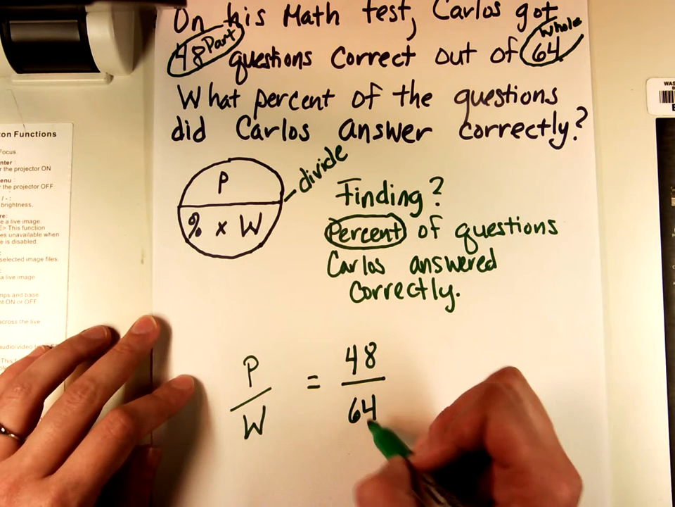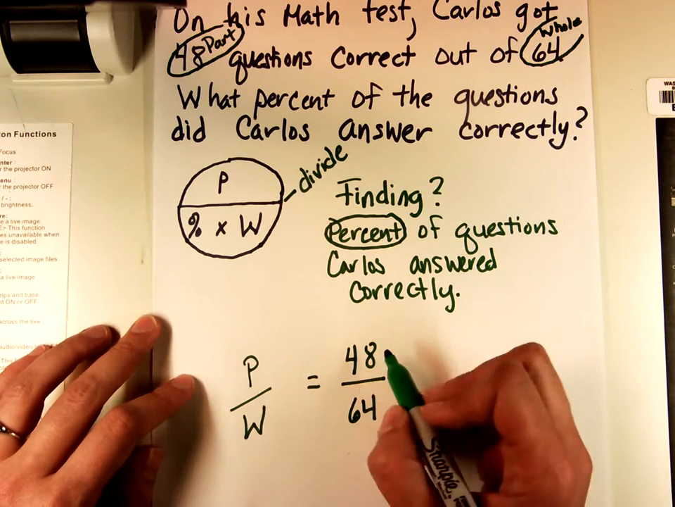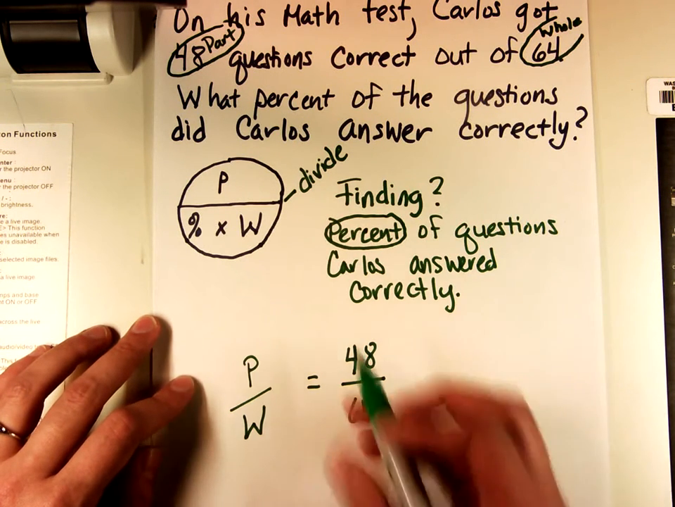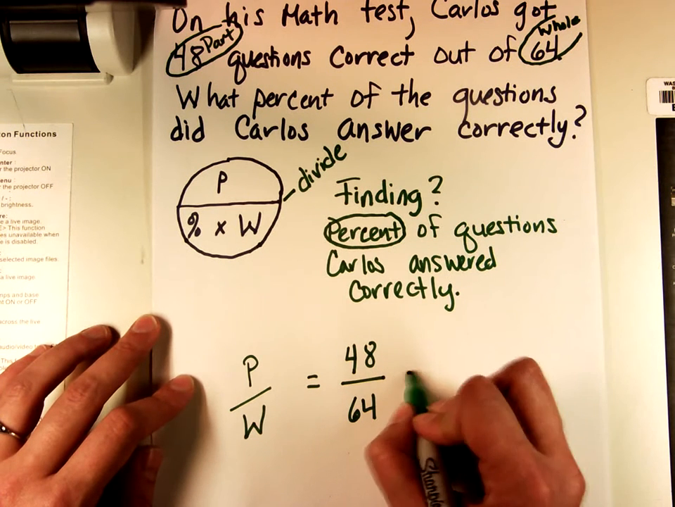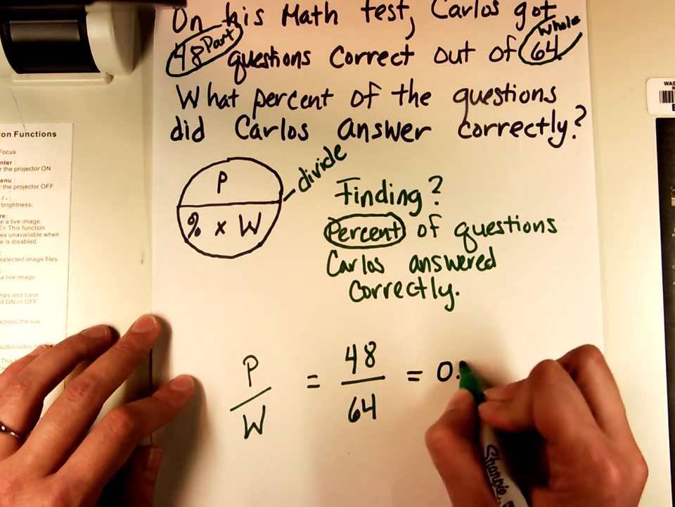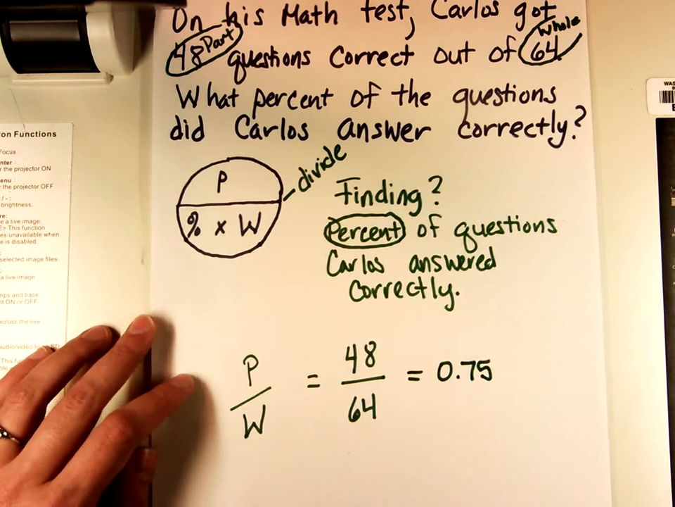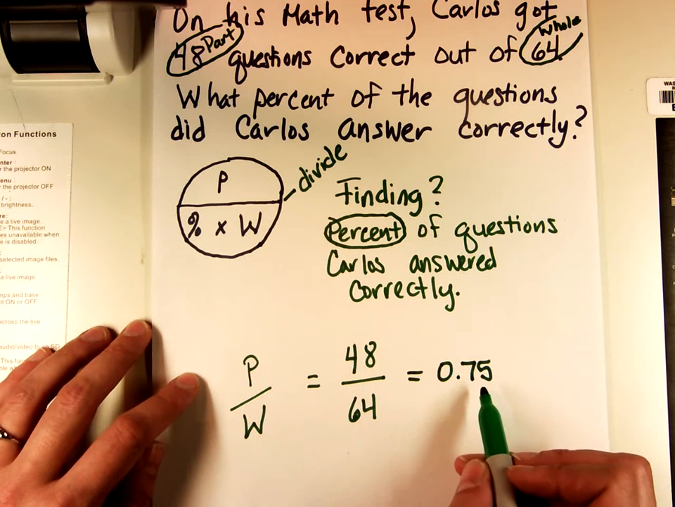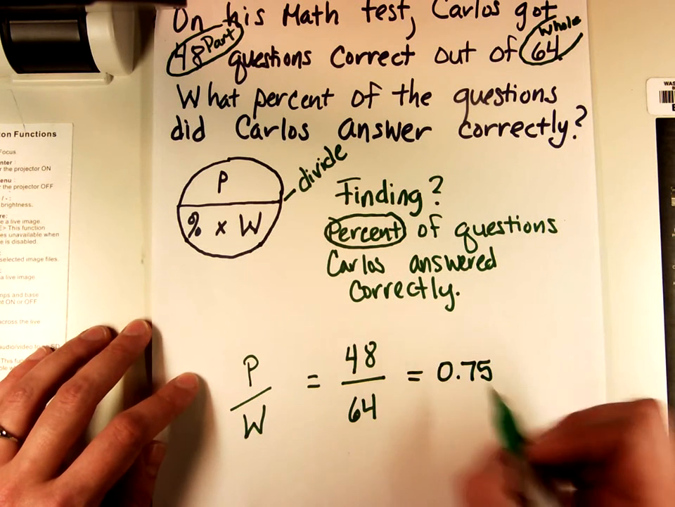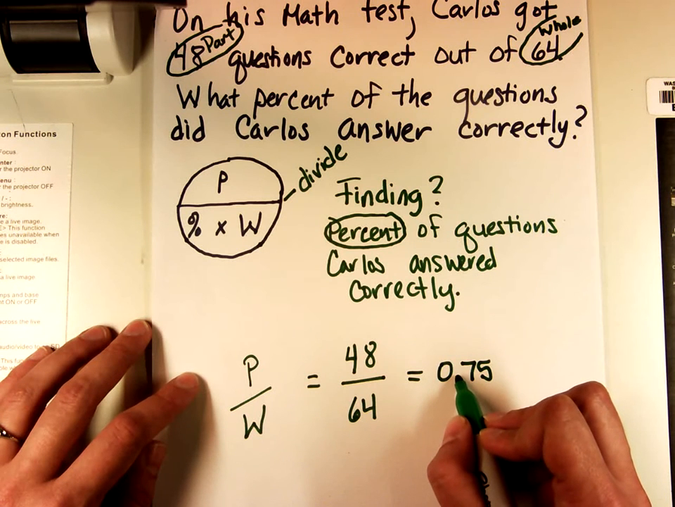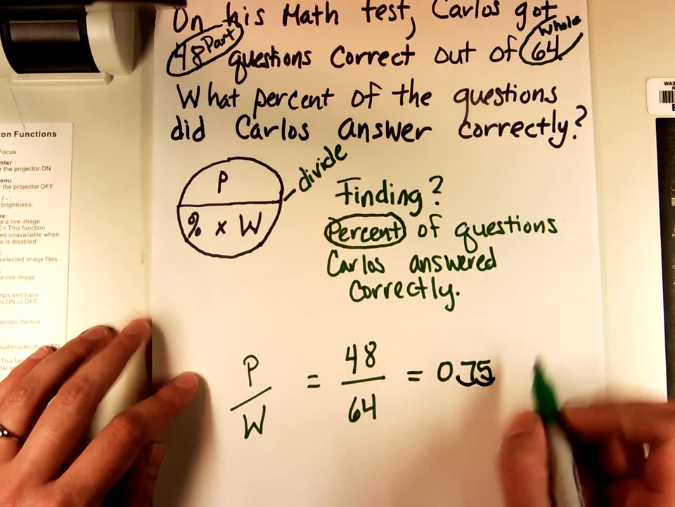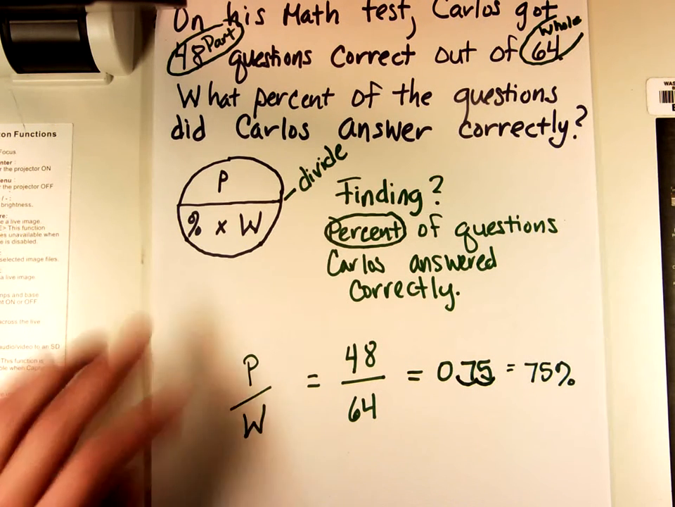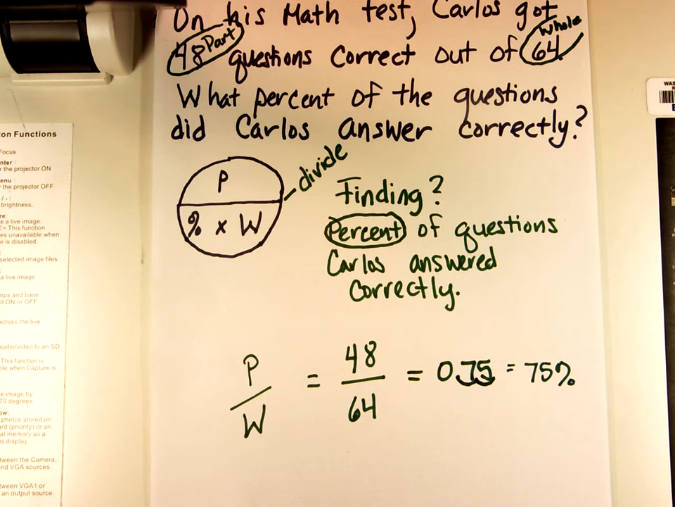Okay, if I take 48 and divide it by 64, well, I'm dividing a smaller number by a larger number, which means that I'm going to get an answer that's less than 1. 48 divided by 64 is 0.75. So our final step, because remember we're trying to find a percent, I don't want to leave my answer looking like a decimal. What we do is multiply it by 100, which is the same as moving the decimal point 2 places to the right. And this gives me 75%. I'm going to go ahead and put a box around that so that we can see.